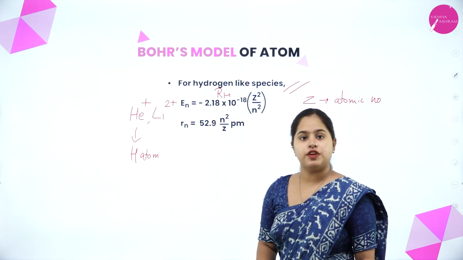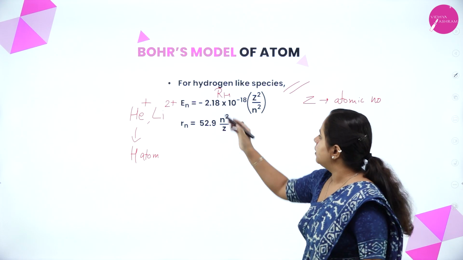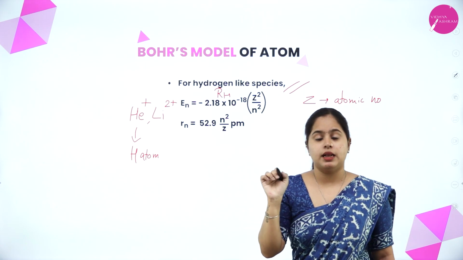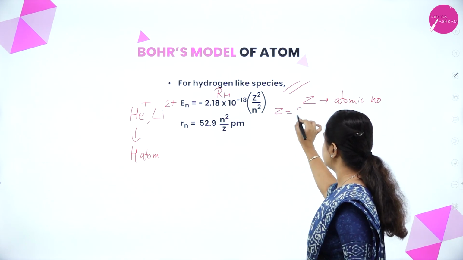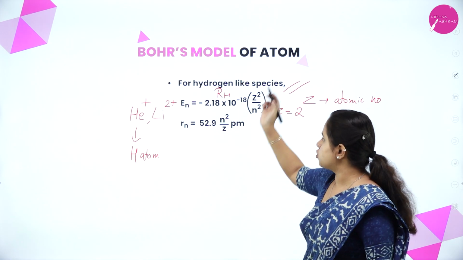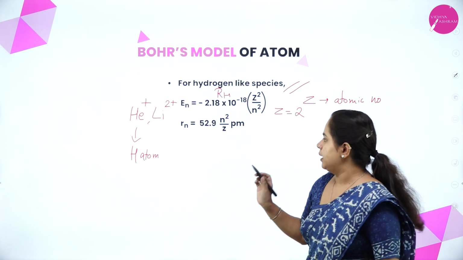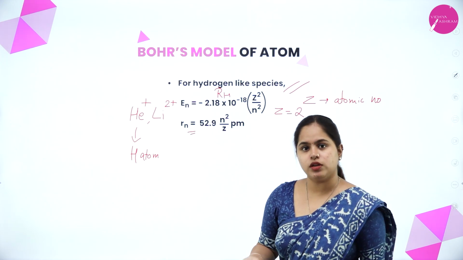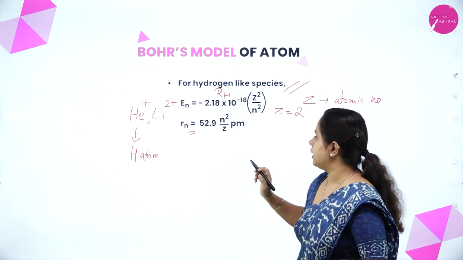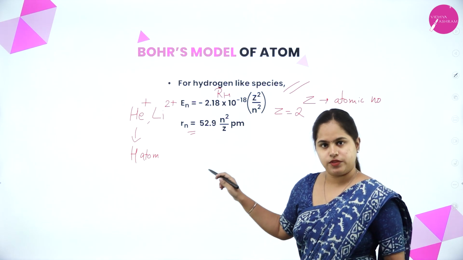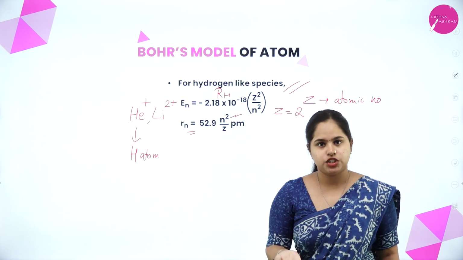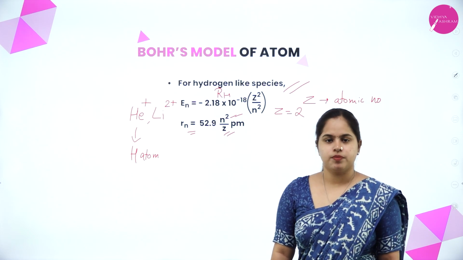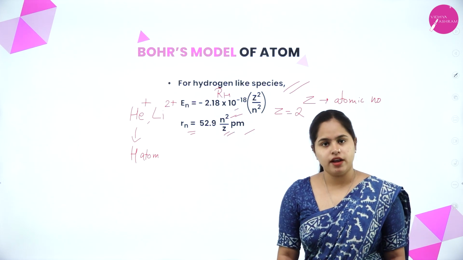So in the case of helium plus, if you have to find out the energy, it will be minus 2.18 into 10 to the power minus 18 into Z square by n square. In place of Z, you have to substitute 2, right? So it will be 2 square by n square. Clear? Now, radius also for a hydrogen-like species can be calculated using the equation 52.9 n square by Z. Here n is the energy level corresponding to the electron, and Z is the atomic number. So, clear? These two equations are very important.